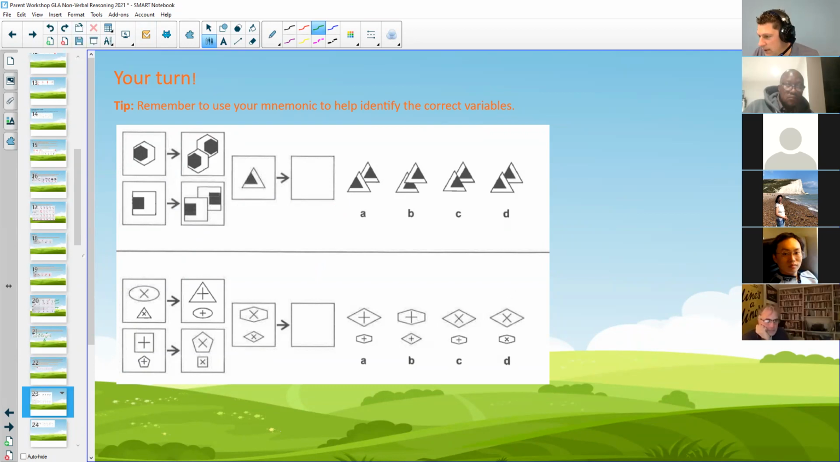So just have a look at those, see if you can work them out. I think certainly on the first one, it's quite clear that some of them look very similar, but you've just got to look quite carefully and just make sure.